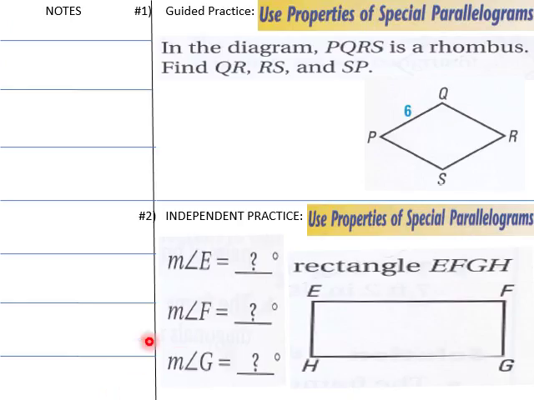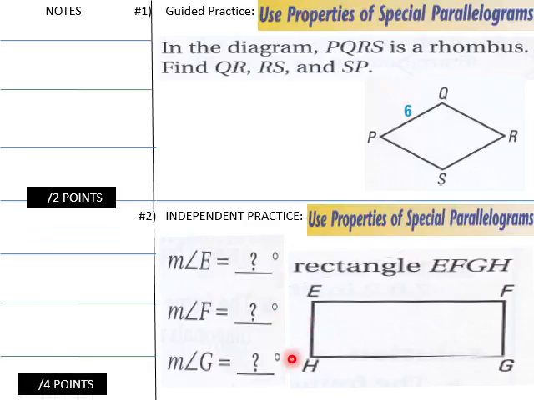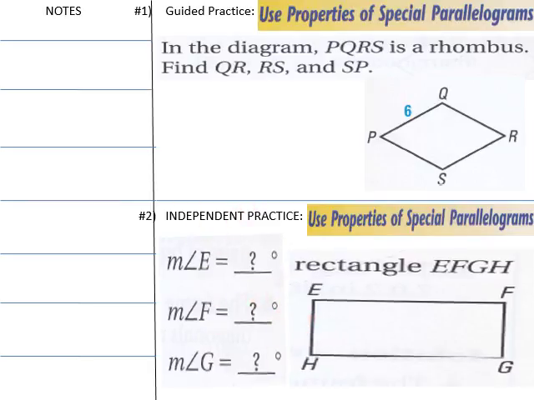Okay. Our first guided practice here, use properties of special parallelograms. In the diagram, PQRS is a rhombus. Find QR, RS, and SP. Okay. Students, this is yours, independent practice. What are the angle measures for E, F, and G? Teachers, give your students 4 minutes on this.